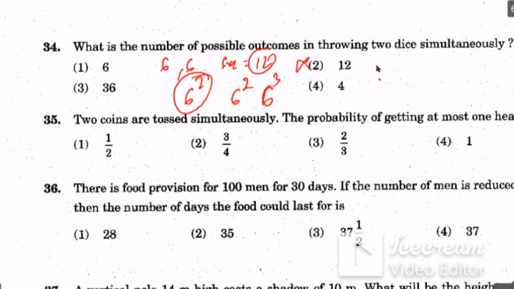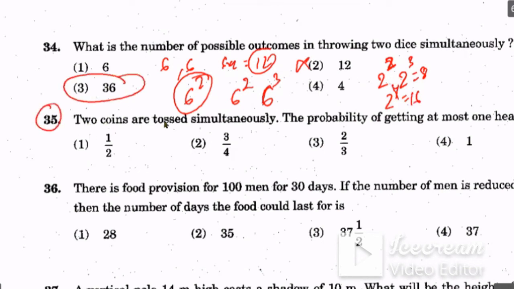If there is a coin, for one coin the possible outcome is 2. If there are 2 coins, the possible outcome is 4. If there are 3 coins, the possible outcome is 8. If there are 4 coins, the possible outcome is 16. Like this. So the correct answer here is 3.